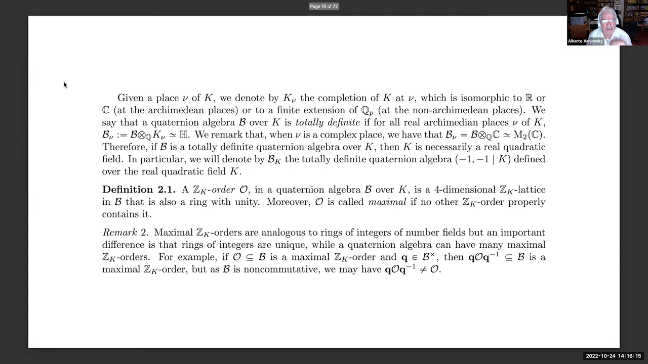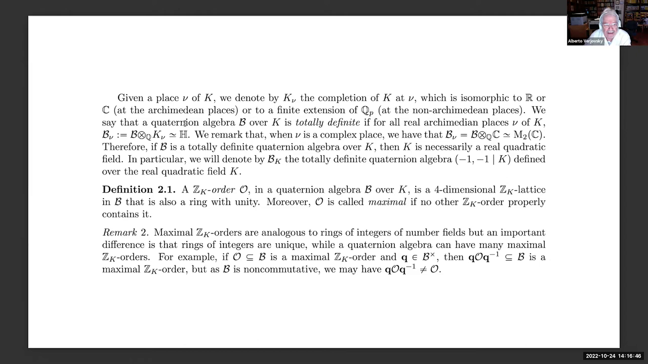Given a place v of K, a place of K is an equivalence class of valuations or embeddings of K. You take K_v, the completion of the field at the place v, and this is isomorphic to R or to C. These are the Archimedean places. Or if the valuation is not Archimedean, it's a finite extension of Q_p.